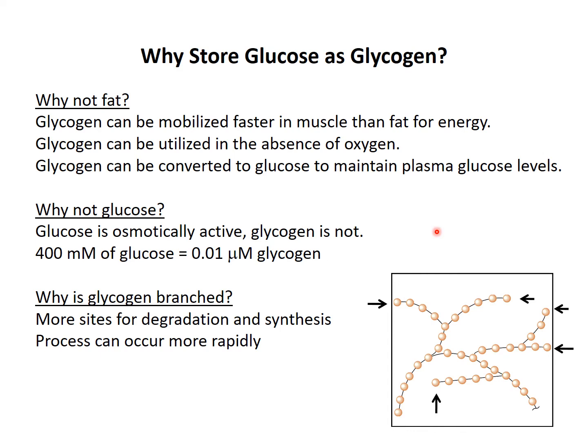Glucose can go to any cell, you remember? There are the GLUT transporters there. However, glucose is osmotically active and it brings in water. Glycogen is not. So this is a comparison: to replace 0.01 micromolar of glycogen with glucose, we would need 400 millimolar of glucose in the cells. Impossible.